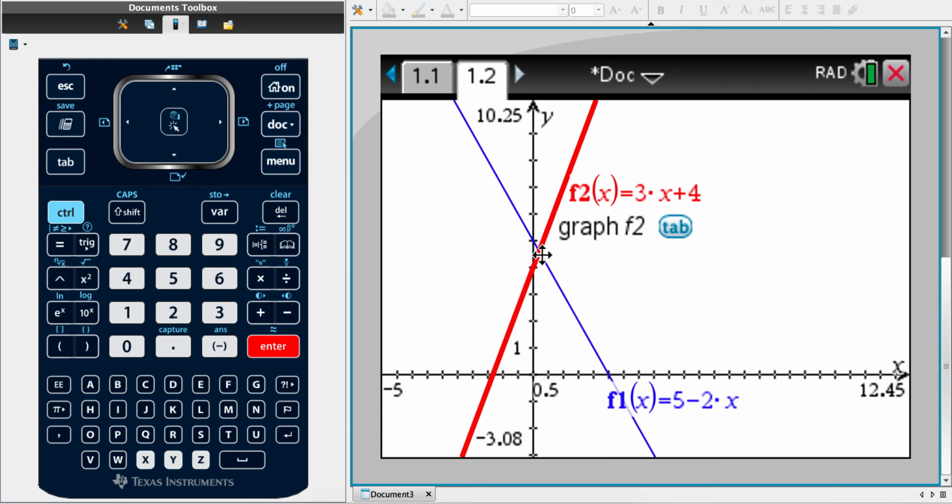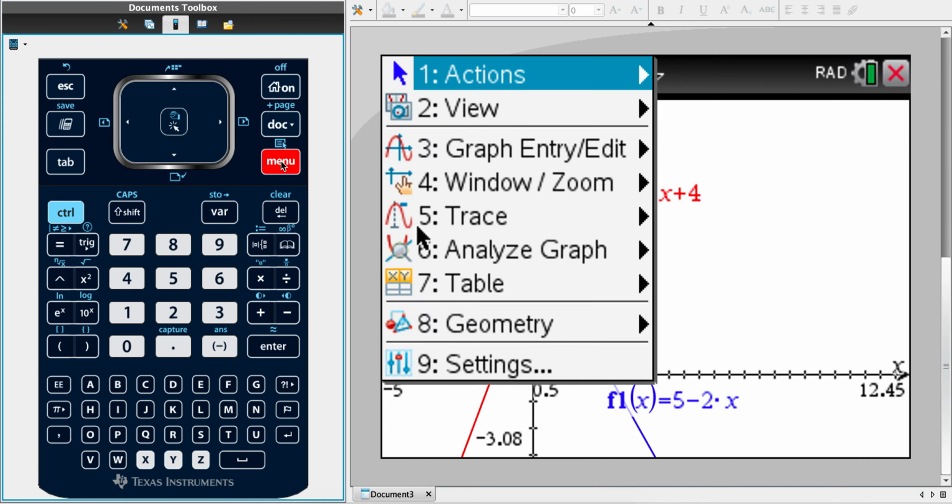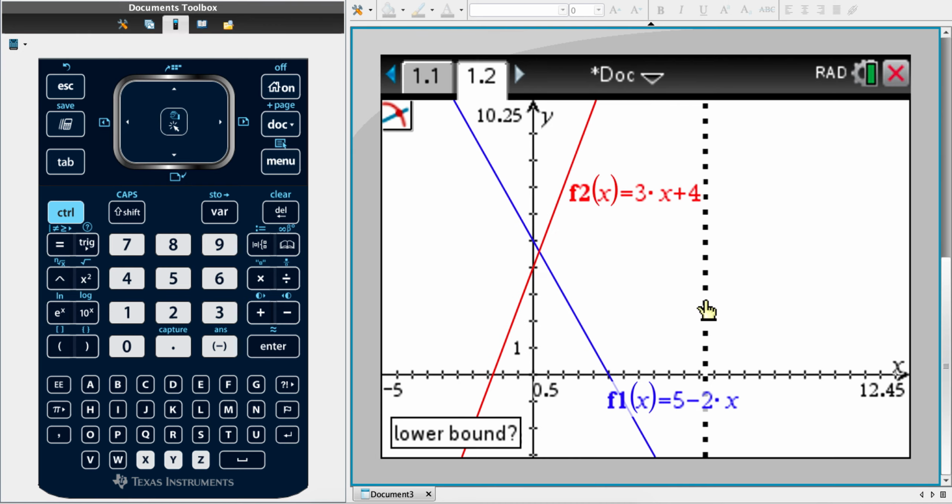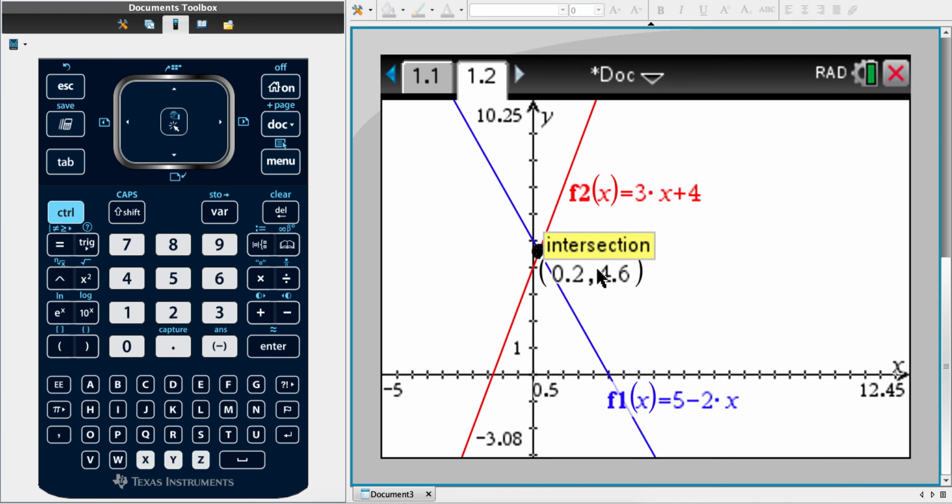And we're trying to find the coordinates of where they intersect or cross, and that would be the answer. So we can go to Menu, Analyze, Intersection, and we get the good old dotted line, and we pull it across, and there we go, there's the intersection. So x is 0.2 and y is 4.6. So we can use our GDC to help us there as well.